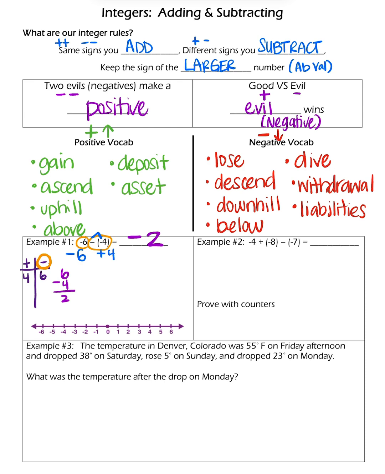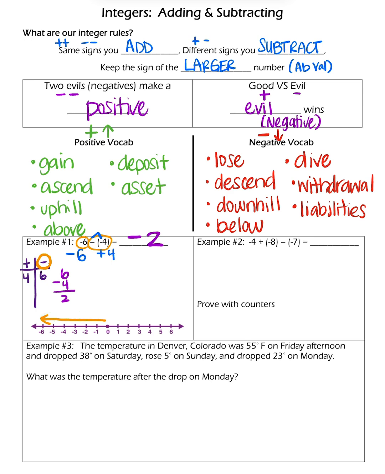Now, how could I prove this on my number line? Well, I can do that really easily. I'm going to use the same two numbers I came up with here, and I'm going to start at 0. So I started at 0, went back to negative 6. And then I need to go forward, back to the positive side, 4 spaces. So first I'm going to do it with my highlighter here. 4 spaces would be 1, 2, 3, 4.